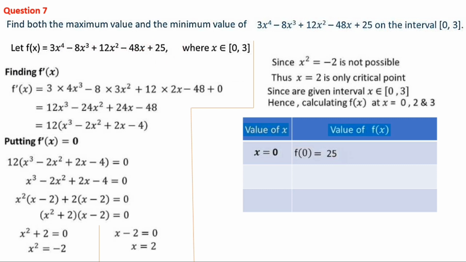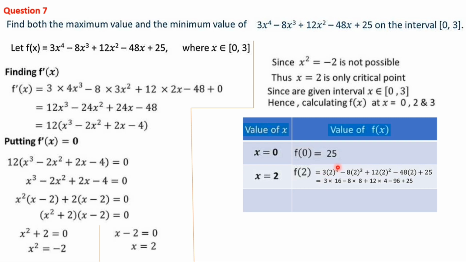Directly we can write, no need of wasting time for calculation. Next is x is equal to 2. When we put x is equal to 2, replace x and put 2. Here a little bit of work is there. So 3 into 2 power 4 minus 8 into 2 cube plus 12 into 2 square minus 48 into 2 plus 25. Carefully do the calculation.